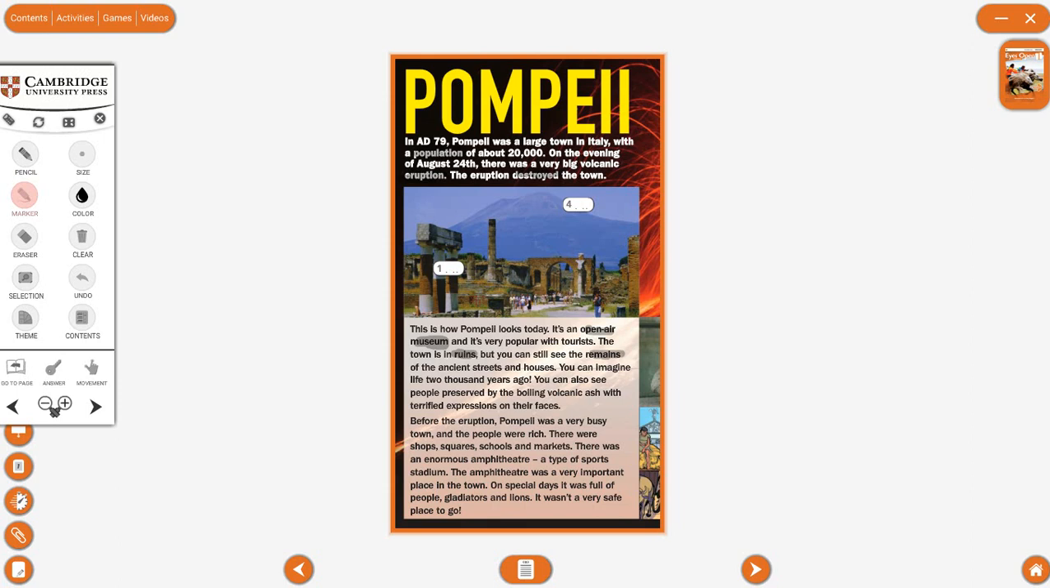But you can still see the remains of the ancient streets and houses. Ancient. Can you remember ancient? Ancient means antik. Eski anlamına geliyor.